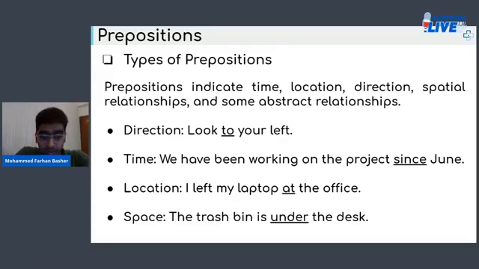To talk about time, let's say, we've been working on the project since June, meaning you began working on the project in June and you're still working on it. To talk about the start time of this project, you say since, as you're not yet done. So we've been working on the project since June. Location: I left my office, I'm at the office. To talk about a very specific location, we go with at. To talk about space, or location again, you can pinpoint, for example, if someone asks you, where is the trash bin? You could say, the trash bin is under the desk.